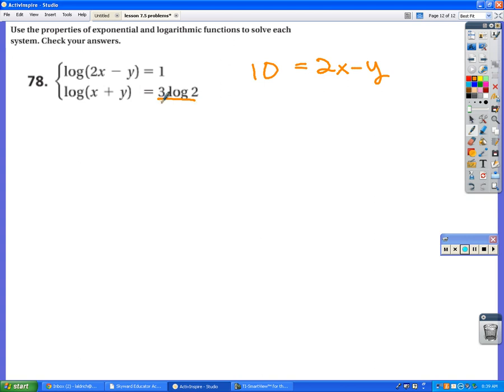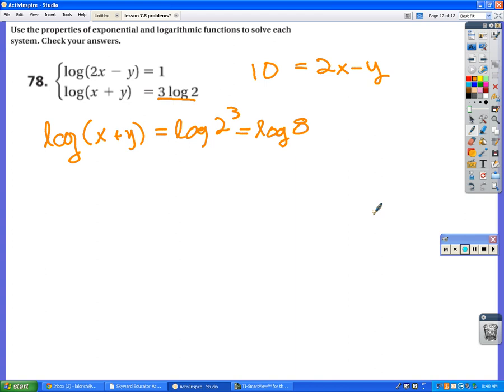What can I do with the 3 that's in front? Make it an exponent. So I can rewrite this as log of x plus y equals the log of 2 to the third, okay? Because when you're multiplying, one of our properties of logs, property number 3, is that that becomes an exponent. What is 2 to the third? 8. So this is really going to be the log of 8.